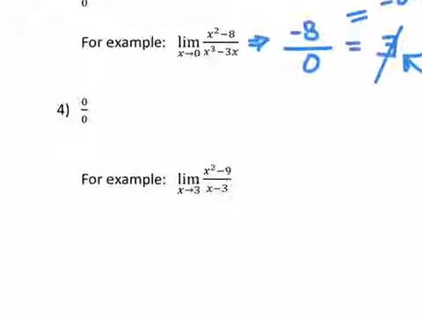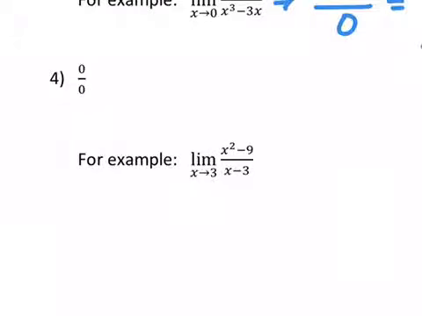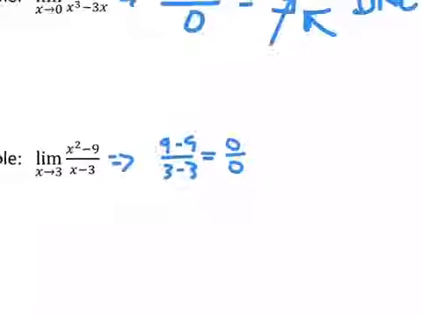Okay, now this is where a little bit more work will be required of us, and we're going to learn a little bit more on this on the next lesson. But if we get 0 over 0, example here, if I plug in 3 for x, I get 9 minus 9 over 3 minus 3. That gives me 0 over 0. That tells me there's more work to be done. So I kind of leave it hanging there and say, there's more to be done, more work required.